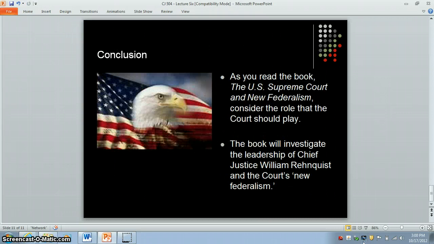As you begin the book, The U.S. Supreme Court in New Federalism, consider the role that the court should play. Should the justices step in and use the principles of new federalism to safeguard states' rights by imposing limits on congressional or judicial power? As we shall see next week, under the leadership of Chief Justice William H. Rehnquist, the court would hand down a series of new federalism decisions that would reflect a culture of restraint and conservatism. Next week, we will begin to explore the Rehnquist court, new federalism, and states' rights as we continue along the journey of examining issues related to the American judiciary.